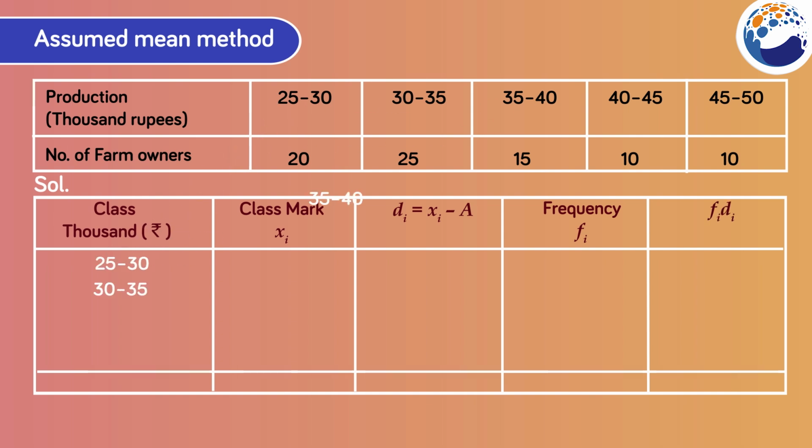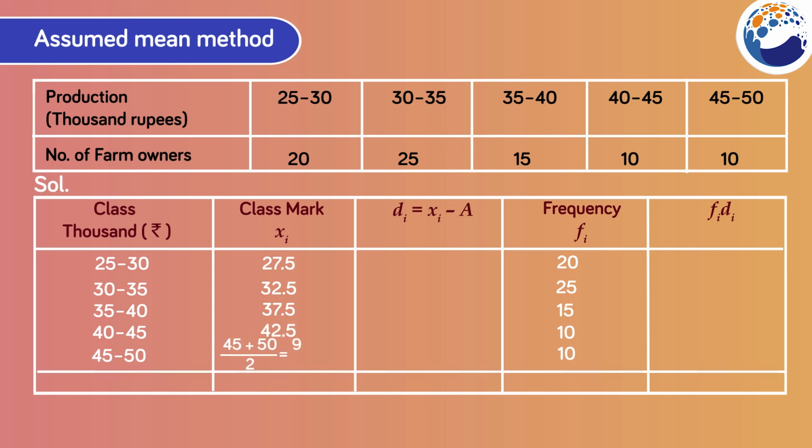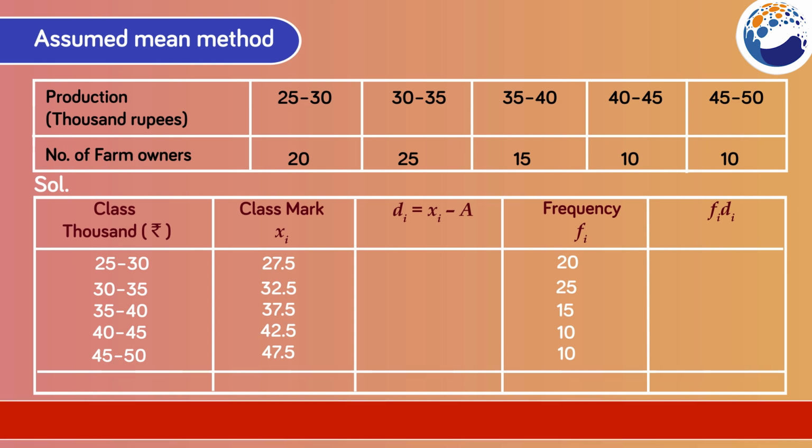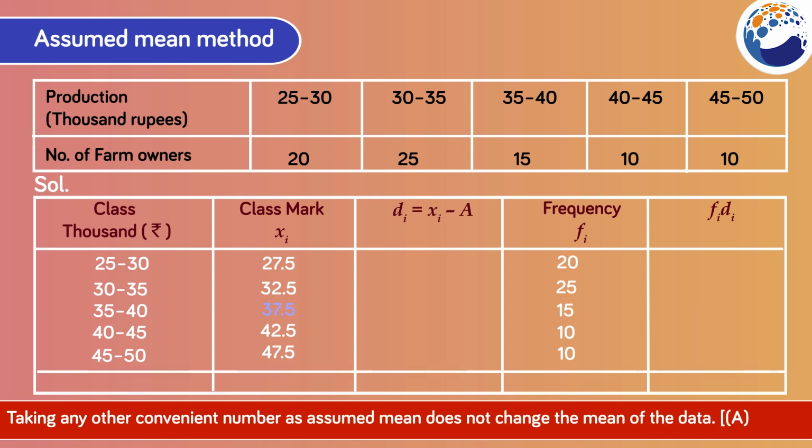Now in the first column we write the given classes and frequency in the 4th column. Next we calculate the class mark one by one. Select any value in the class mark column as assumed mean. It is denoted by A. Generally, middle value of the column is selected. Taking any other convenient number as the assumed mean does not change the mean of the data. A is equal to 37.5.